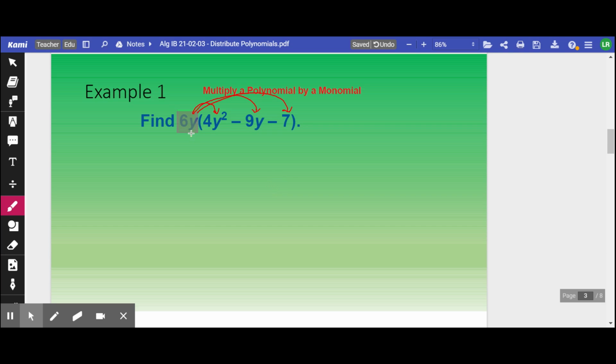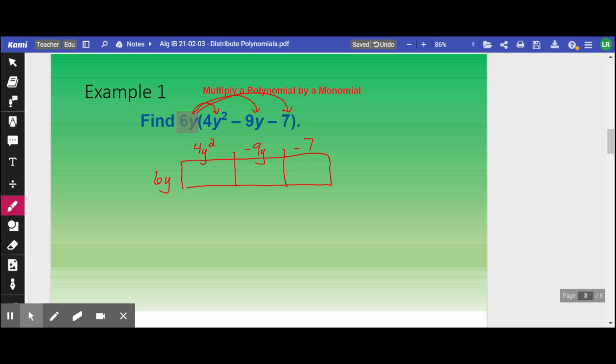So I'm going 6y, one thing, multiplied to a trinomial, 1, 2, 3 things. So I'm going to make a little box configuration. On the side that just has a space of 1, I'm going to put a 6y. On the side that has 3 spaces, that's where I put my trinomial: 4y squared, negative 9y, and negative 7. And now we can see the 3 multiplications that we need to do.